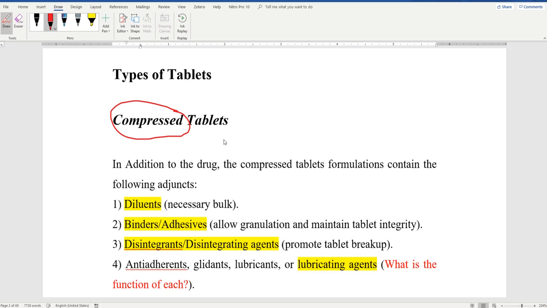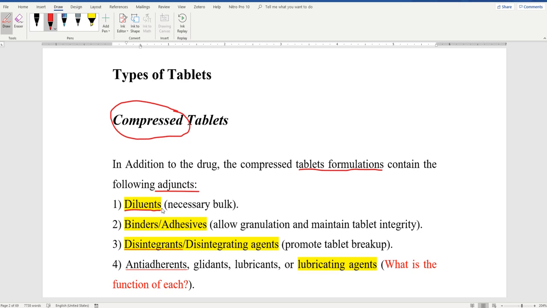Before we talk about these types, we need to talk about tablet formulation. So tablet formulation, in addition to the drug, contains adjuncts. Adjunct means something to help formulate the drug, to make the drug suitable, but it is inert. It doesn't give the action. Okay, the first ingredient here, an inert ingredient, is the diluent.